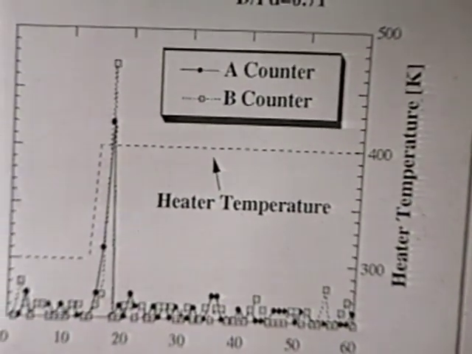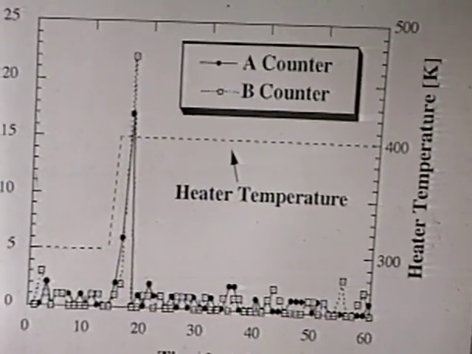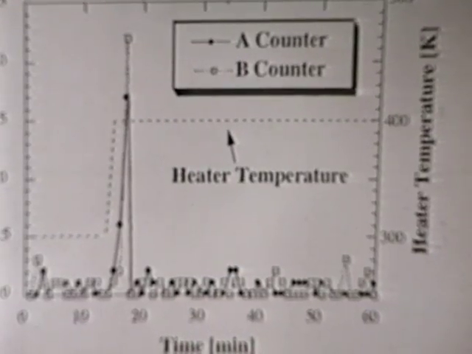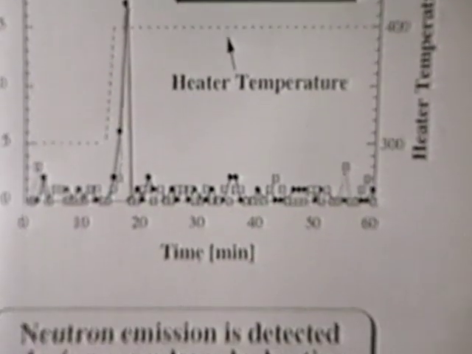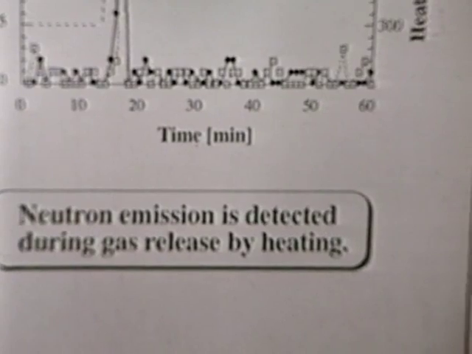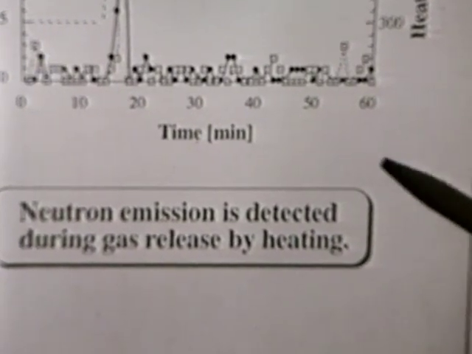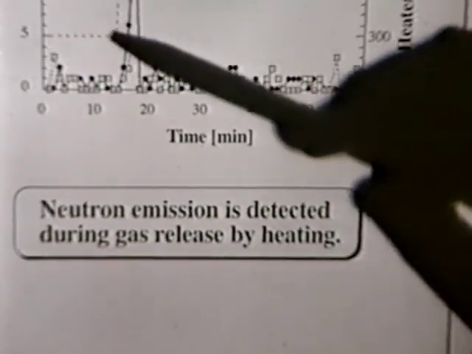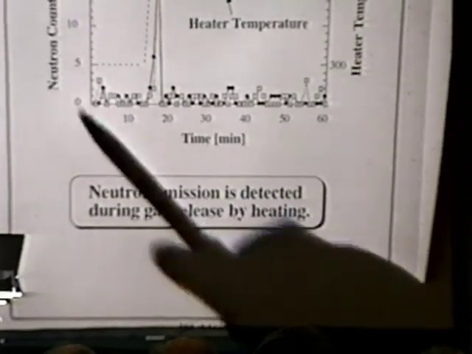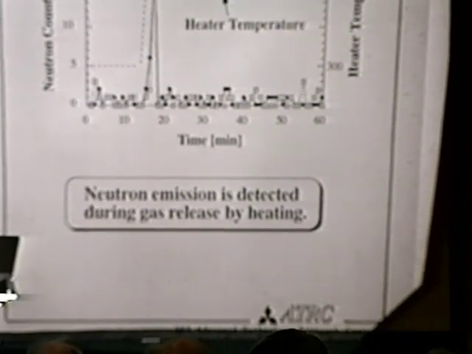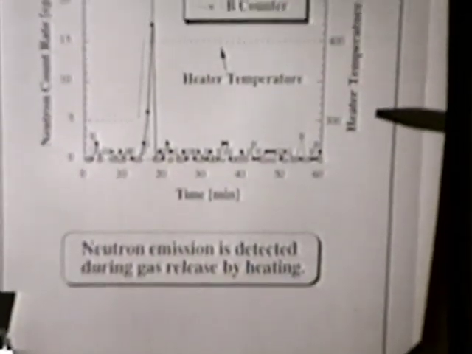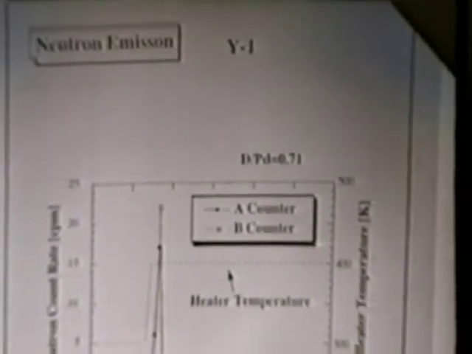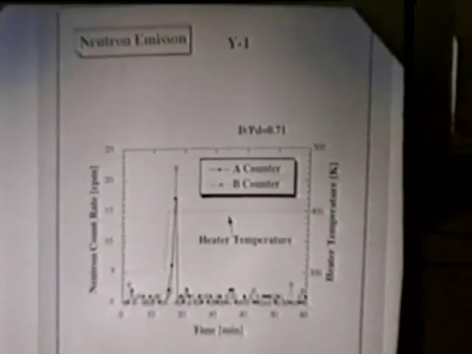Here is a view graph which illustrates neutron emission induced by deuterium gas release by heating. In this figure, the horizontal axis means time and the vertical axis means neutron counts. This axis means heater temperature. D/Pd of this sample is 0.71.